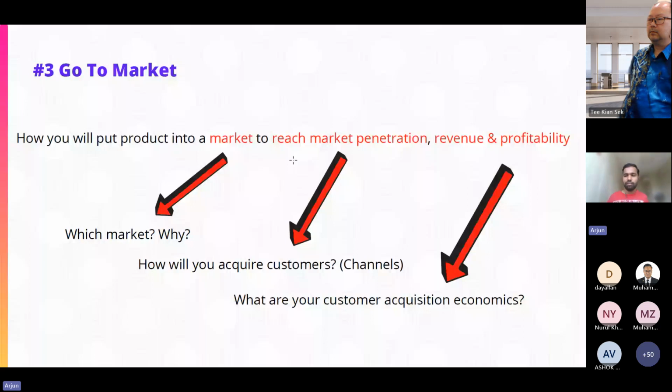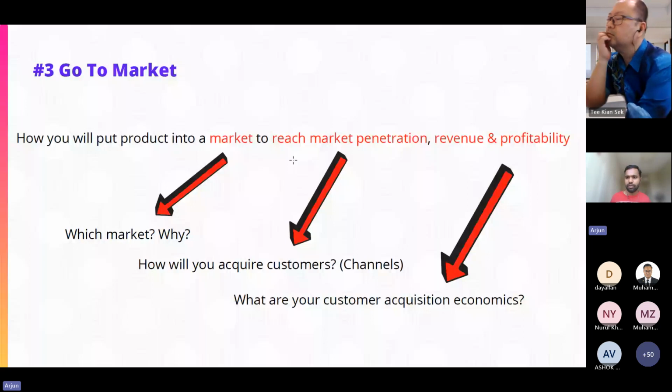It's $100, which means either you don't have a proper product to reach the mass market, or your product is not competitive enough, or probably the customer segments that you are targeting are not aligned with your product requirements. So there are many things that you can infer from the customer acquisition economics. So go-to-market strategy is very, very important as well.